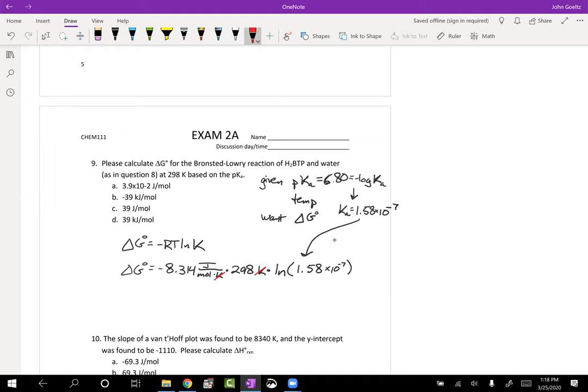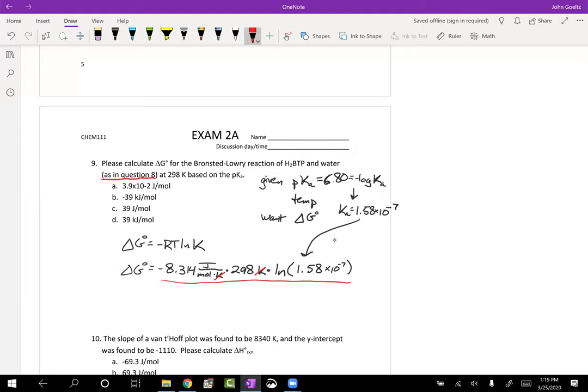Question was, how did I know the pKa was 6.8? Was it from the previous problem? It was. So in this one, I know we're jumping around a little bit to find the thermodynamics, but in this one, it refers to use the materials you got from question 8, which I will try to be clear on when I do exams. But yes, exactly, it was from a previous problem. You have to be given the pKa or the Ka here.